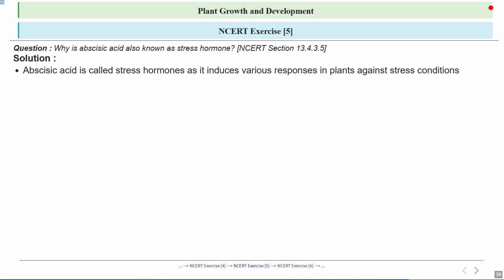So it is called the stress hormone because it triggers various responses in plants when they face stress. So when they face stress, they induce various responses with respect to the surrounding stress. Building on that, abscisic acid doesn't just trigger a response; it actually increases the plant's ability to tolerate stress. It's like giving the plant a set of tools to handle difficult conditions, making it stronger and more resilient.